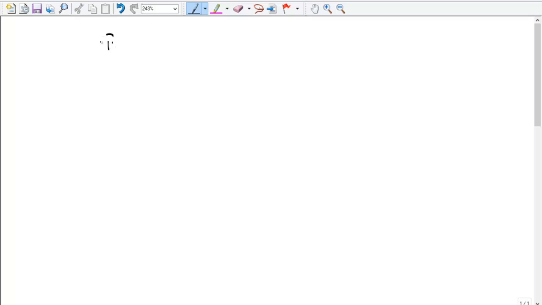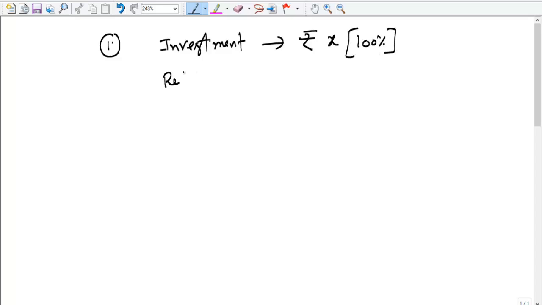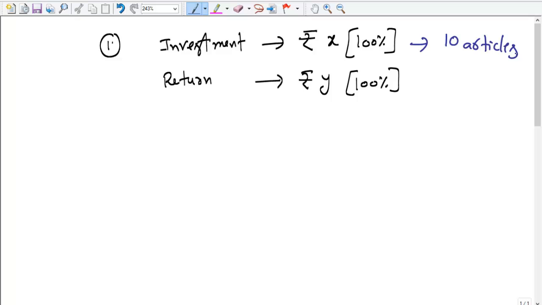Let's take now the investment. You must consider it. Investment, let's say that's rupees X, which is normally 100%. Then you need to consider the return also, and that is rupees Y, and that is also the 100% of the return. But do understand the investment is for the entire product. Let's say if I'm selling some 10 articles, sir, so the investment is on all the 10 articles.